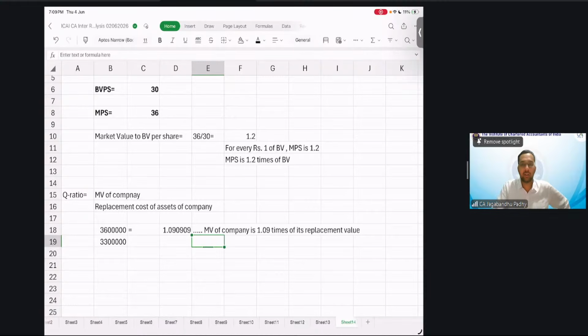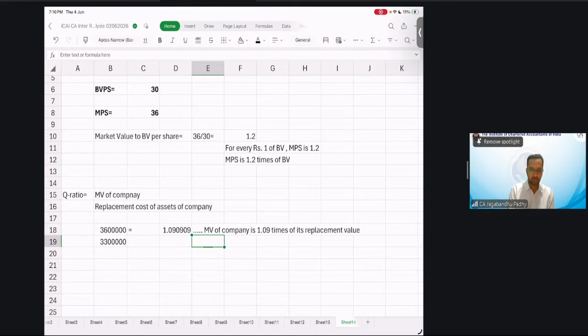Q is just a variable given to this ratio, just like you have a pi, right? Just like you have a pi or you have a theta. Same way, these are the variable. These are number or a variable which has been given. Okay. So that's your Q ratio, which tells us what should be the market value in comparison with the replacement cost of the assets of the company.